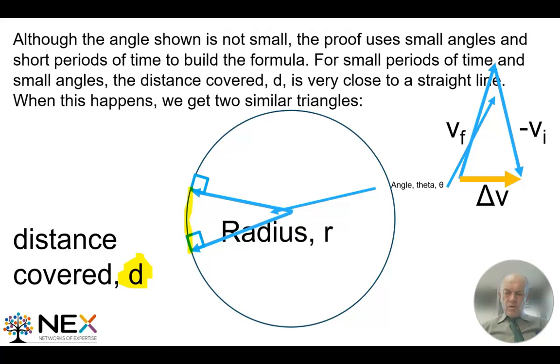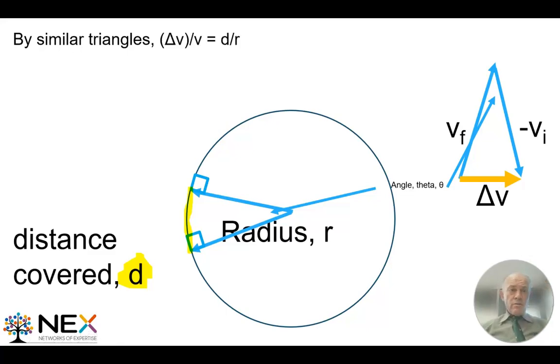We get two isosceles triangles. We've got two equal length sides here and two equal length sides here, the two radii and the two velocities. Same angle, theta, at the top, and the distance along the short leg is related to them both. So by similar triangles, the change in velocity divided by one of the speeds is equal to this distance around here divided by the radius. Because of the nature of similar triangles, the ratio of the side lengths is the same in all cases.